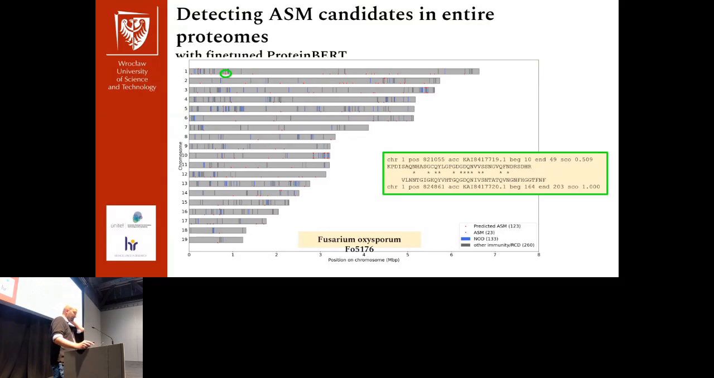Okay, but how does it translate to our final end goal to be able to detect ASM, amyloid signaling motifs, in entire genomes? So here's an example. First, we tested Proteome-BERT. We used Fusarium oxysporum proteome because it has the largest number of previously annotated amyloid signaling motifs. These are the ones here in the top, the red points.